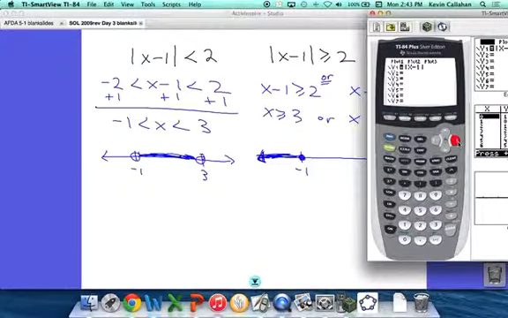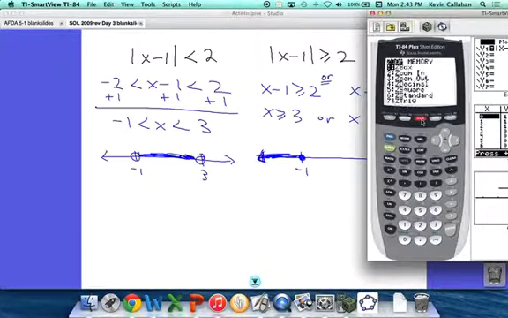And then out there, we need the less than. Where do we find all the inequality symbols? Second math. There they all are. Pick out the one you want. Looks like it's 5, and that is less than 2. Right, so does that look right? Hit graph.